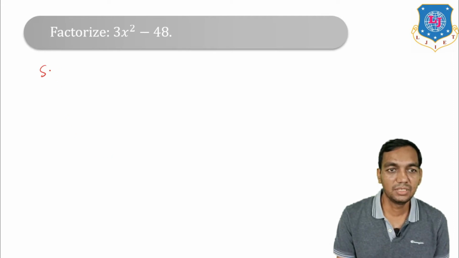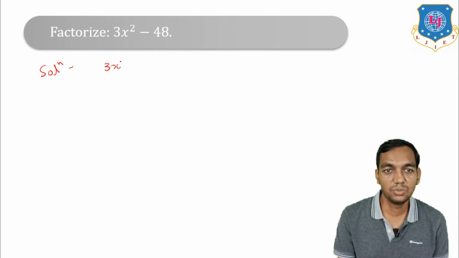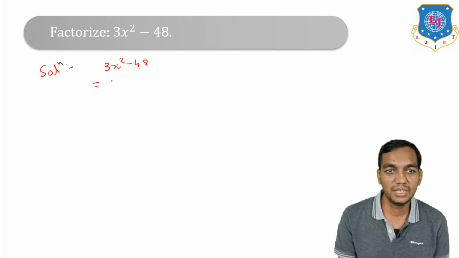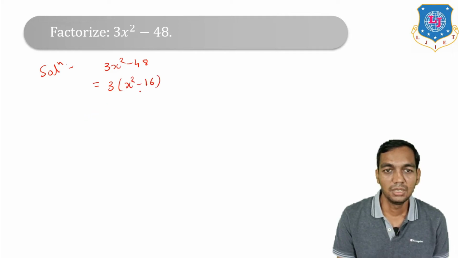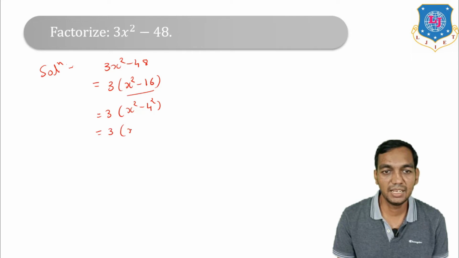First we are starting with factorizing the term 3x square minus 48. So 3x square minus 48. Now the common part is 3, which can be taken common, and you will get x square minus 16. Correct? Now x square minus 16 can be written as x square minus 4 square. So a square minus b square will directly give you a minus b, a plus b.